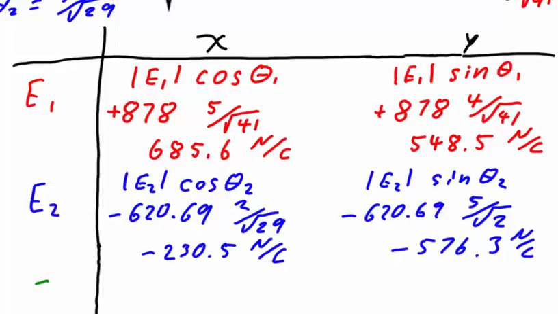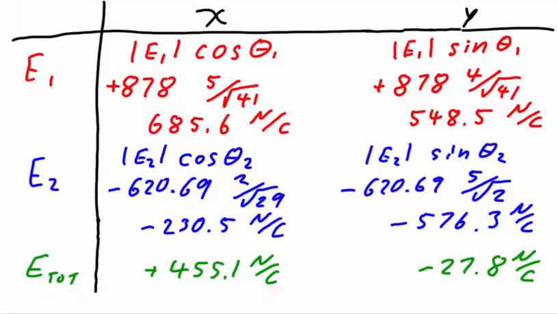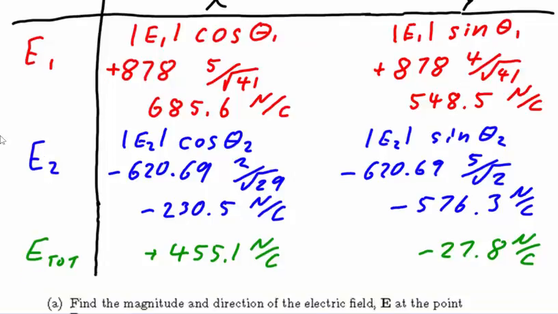Now we are finally ready to determine the vector E total in component format. To get the x coordinate, we simply add the two values in x, the positive 685 to the negative 230, and that gives us an answer of positive 455.1 newtons per coulomb. And performing exactly the same calculation in y, we find negative 27.8 newtons per coulomb. This is in fact an exactly correct result for the vector value of the total electric field.